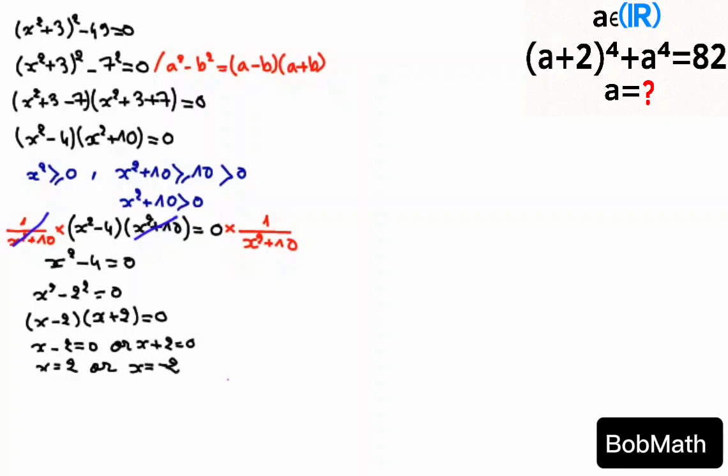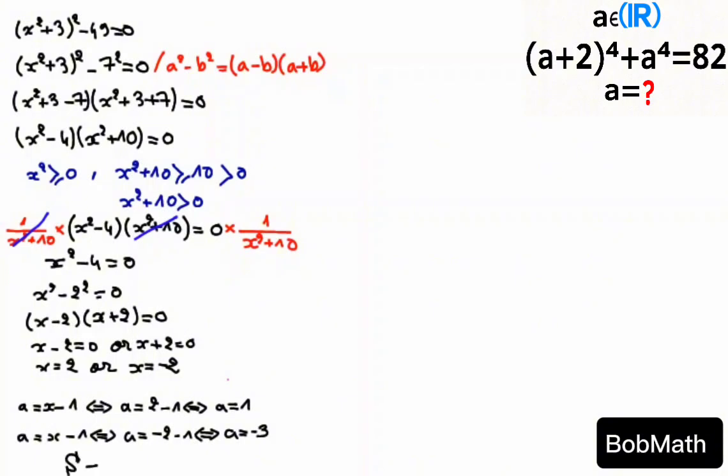And we have a = x - 1. So a = 2 - 1, and therefore a = 1. And we have a = x - 1, so a = -2 - 1, and therefore a = -3. So the solutions to this equation are -3 and 1.